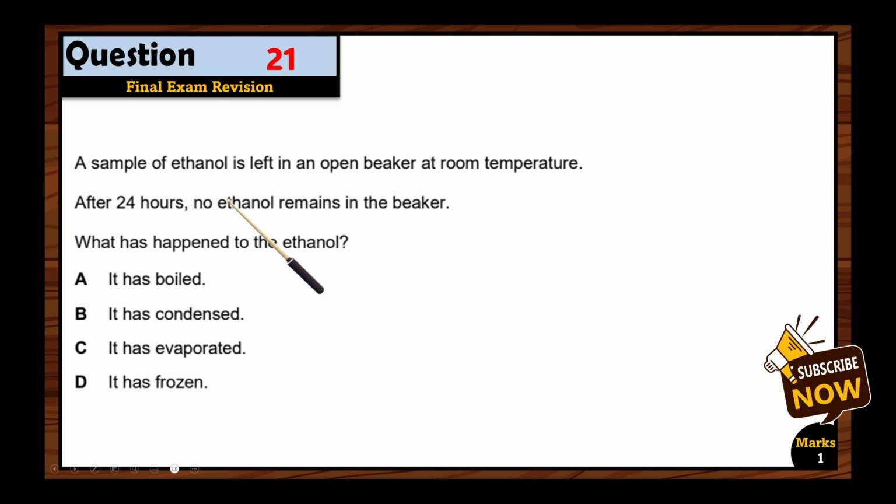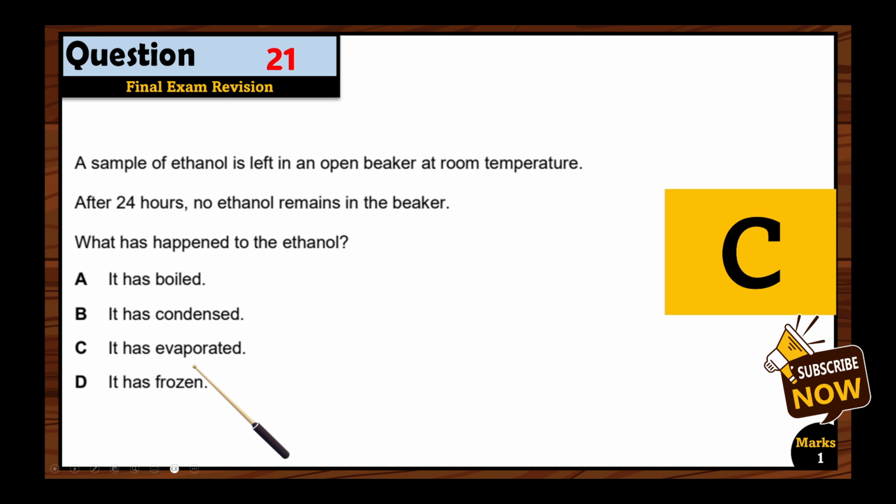Question number 21. A sample of ethanol is left in an open beaker at room temperature. After 24 hours, no ethanol remains in the beaker. That's simple. Ethanol is a liquid and you left it open in a beaker, so it's volatile. At room temperature, it will evaporate, right? So can you see any option of evaporate? Yes, option C, it has evaporated. So option C is correct.